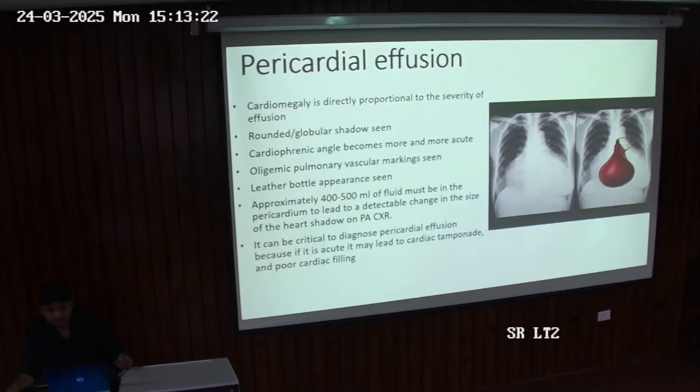There is a rounded or globular shadow you can see. There is a huge cardiac shadow that is typically globular in pattern, and the cardiophrenic angle becomes more and more acute. Oligaemic pulmonary vascular markings, the pulmonary markings are less. Leather bottle appearance. Approximately 500 ml of fluid must be in the pericardium to detect a change on the chest X-ray.